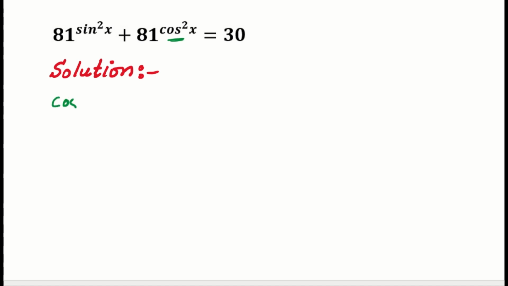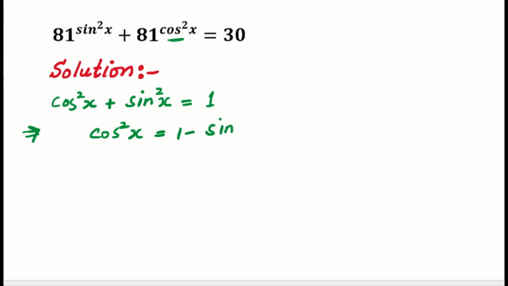So that is cos square x plus sine square x is equal to 1. From here we will take sine square x to the right hand side, which implies that cos square x will be equal to 1 minus sine square x.